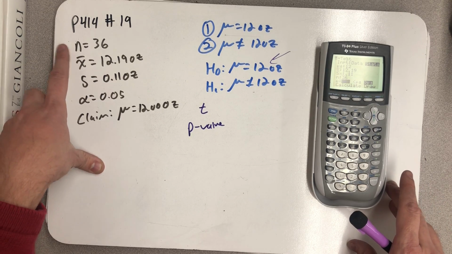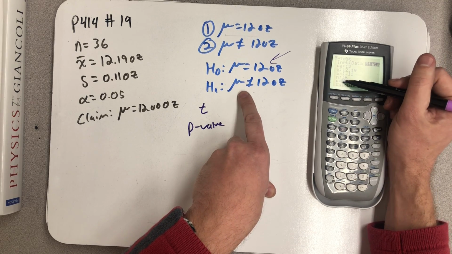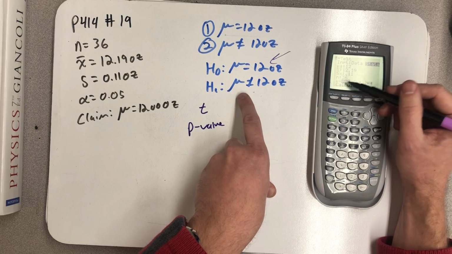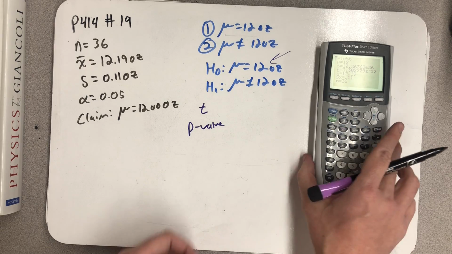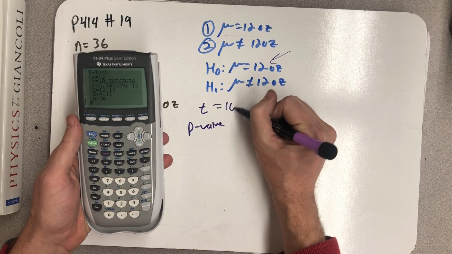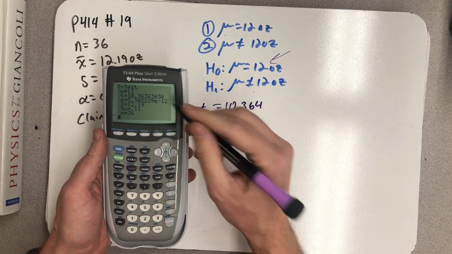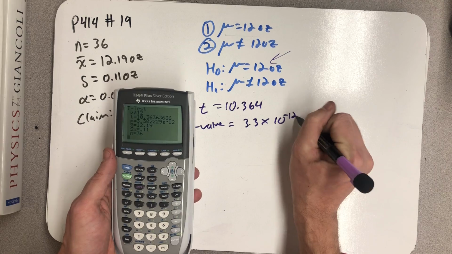All right, now I need to pick that symbol from the alternate hypothesis. The mean is not equal to that claimed value mu naught, which up here I literally say 12, so this down here actually says the alternate hypothesis, and I'm ready to calculate. T is 10.364, very extreme, and then the p-value, 3.3 times 10 to the minus 12th.